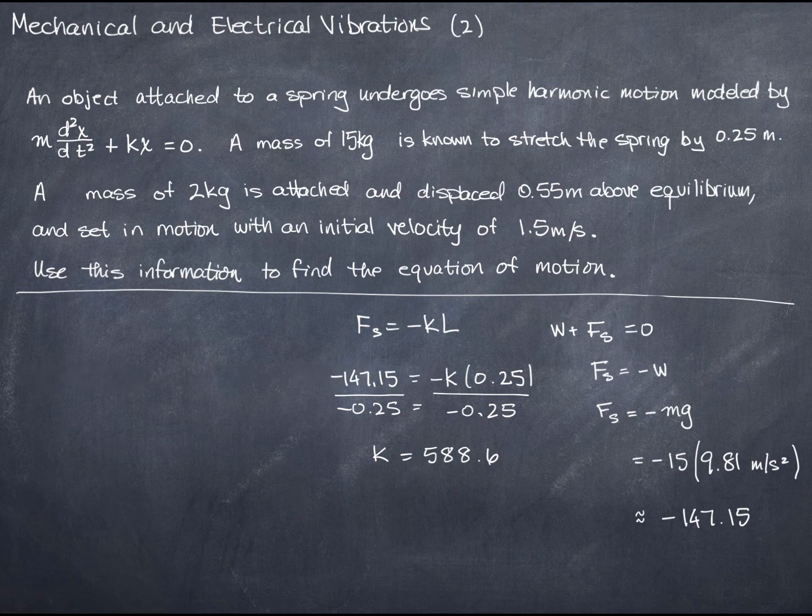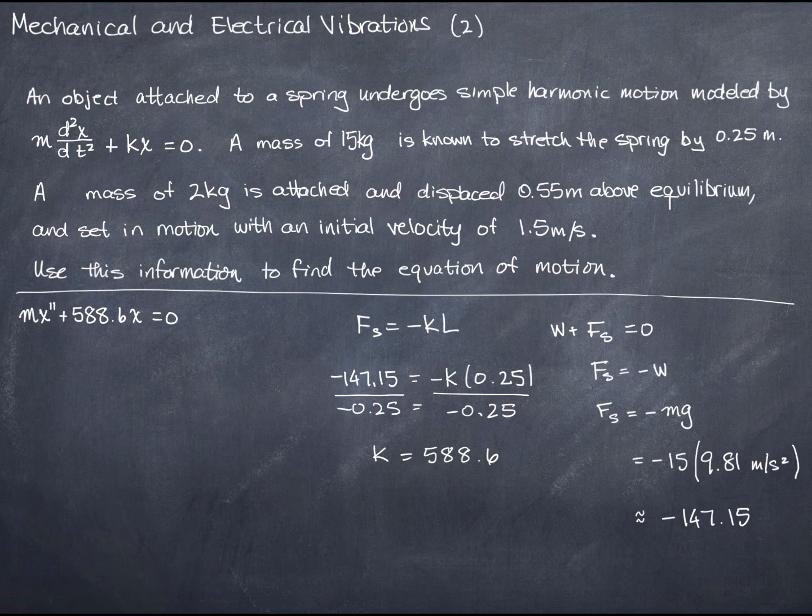Okay, so let's rewrite the equation. M times the second derivative of x with respect to t plus k, which we now know to be 588.6, times x equals 0. So we started with this very generic differential equation, and we've used some information to fine-tune it a little bit. But what we're going to do now is fine-tune it even further.